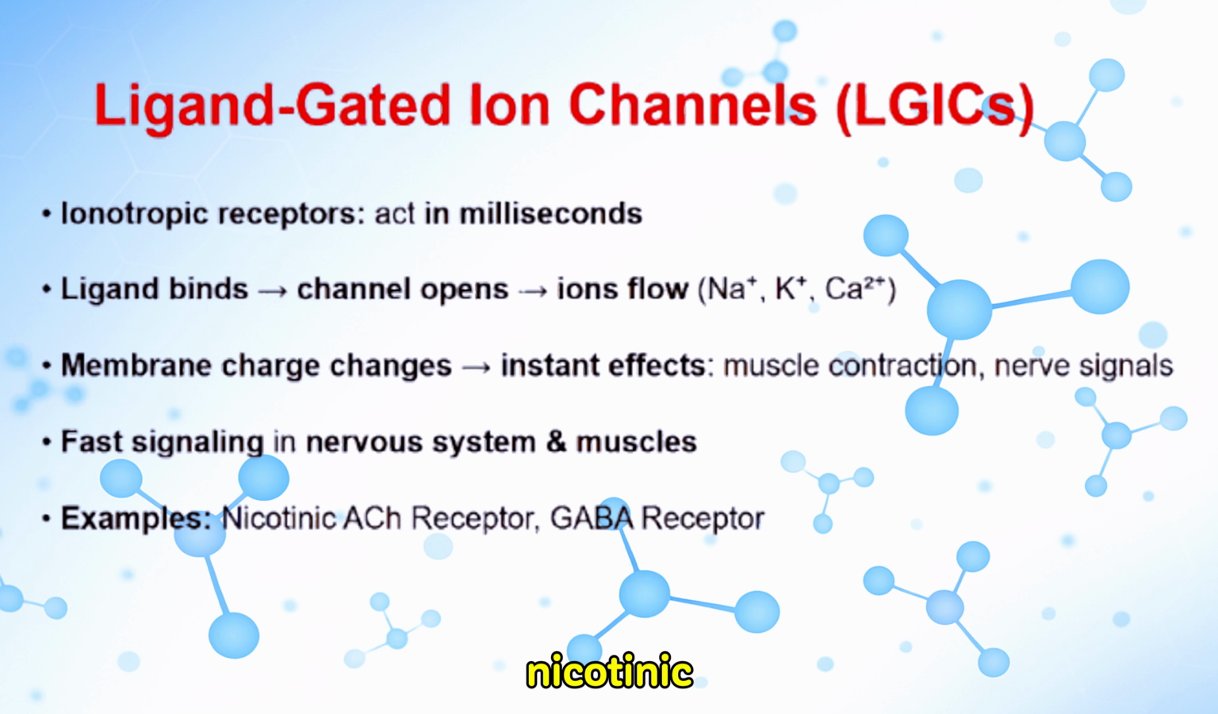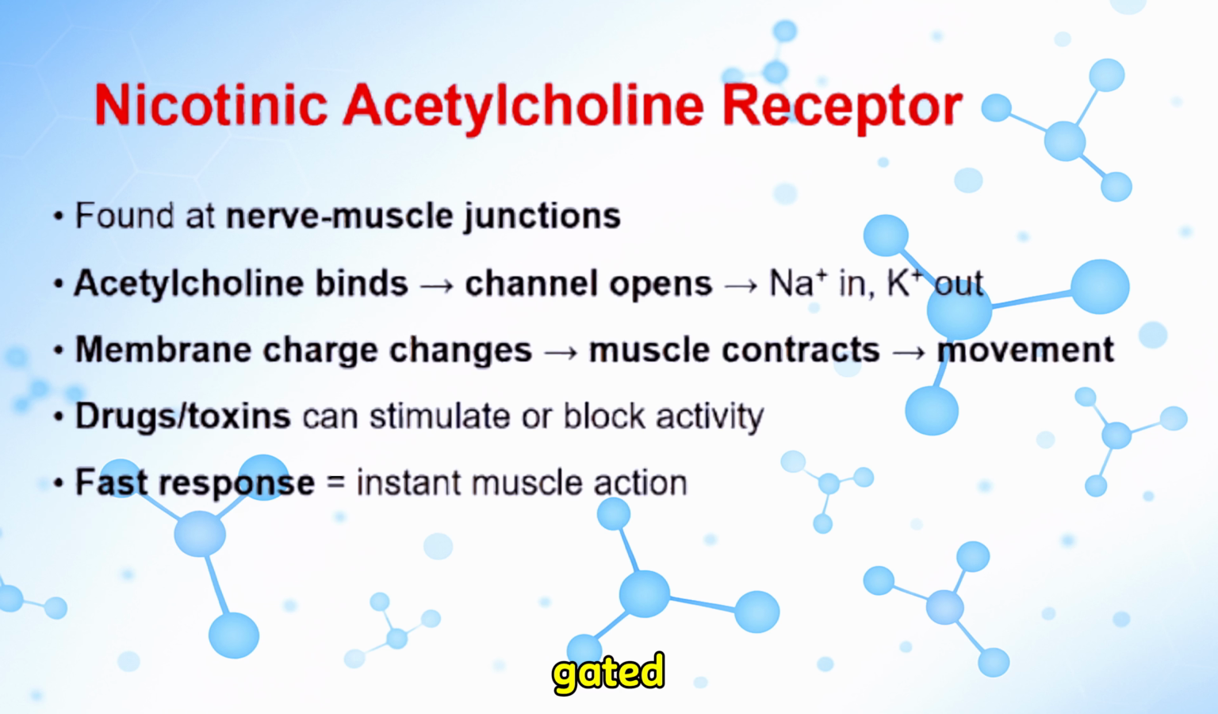Examples include the nicotinic acetylcholine receptor, which is important in muscle contraction, and the GABA receptor, which helps slow down brain activity by sending inhibitory signals. Now, let's focus on one of the most well-known ligand-gated ion channels, the nicotinic acetylcholine receptor. A key example of ligand-gated ion channels is the nicotinic acetylcholine receptor.